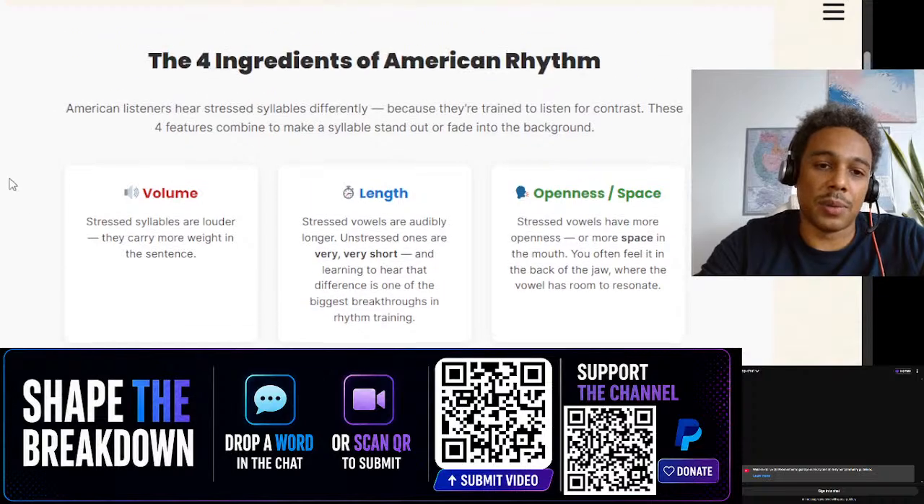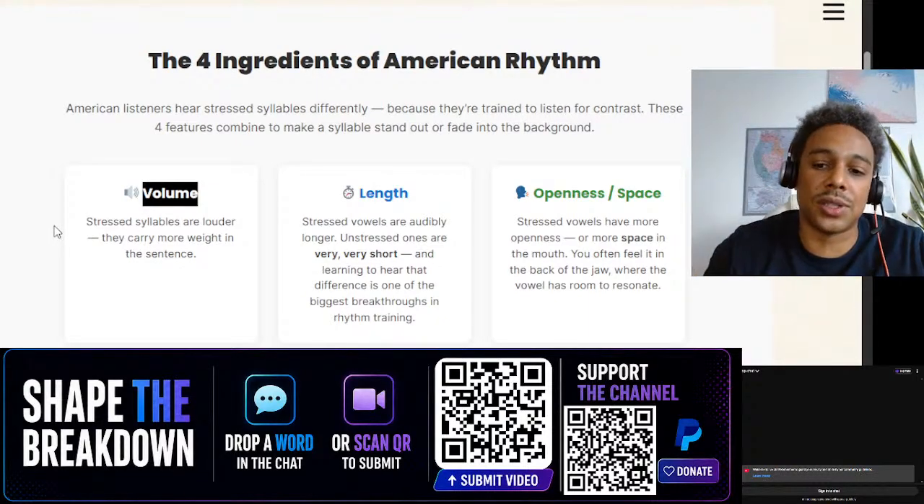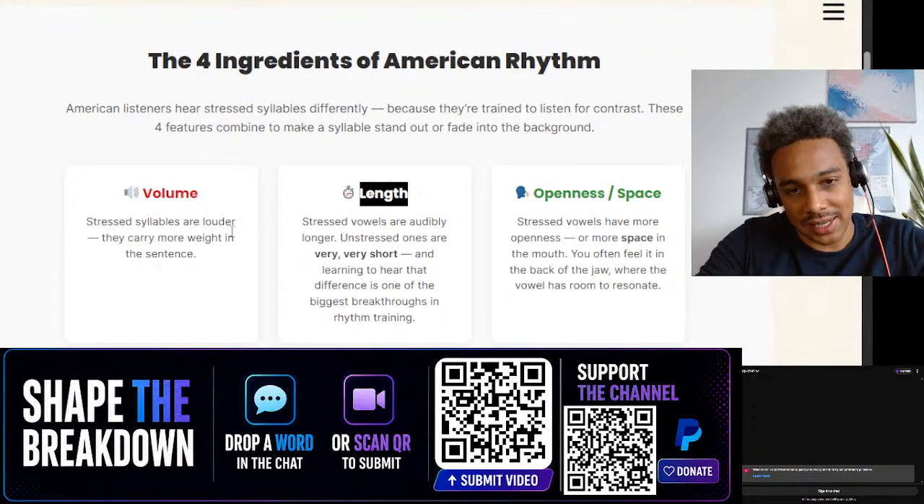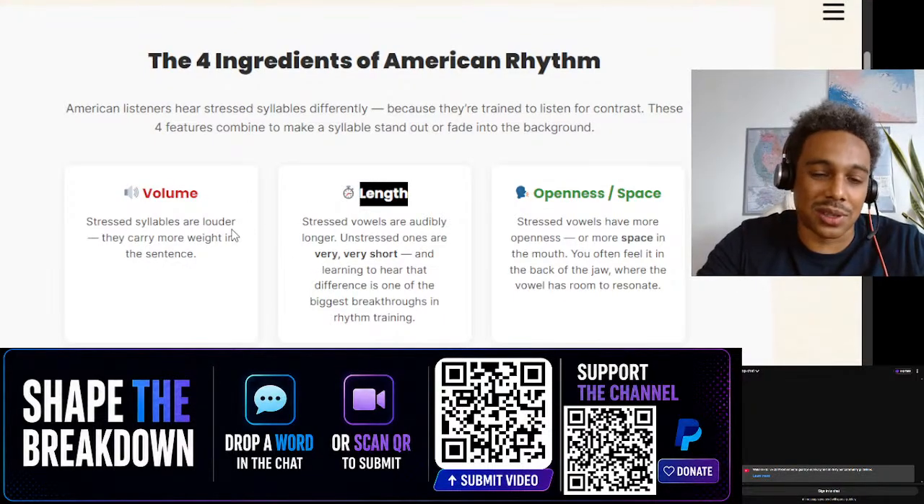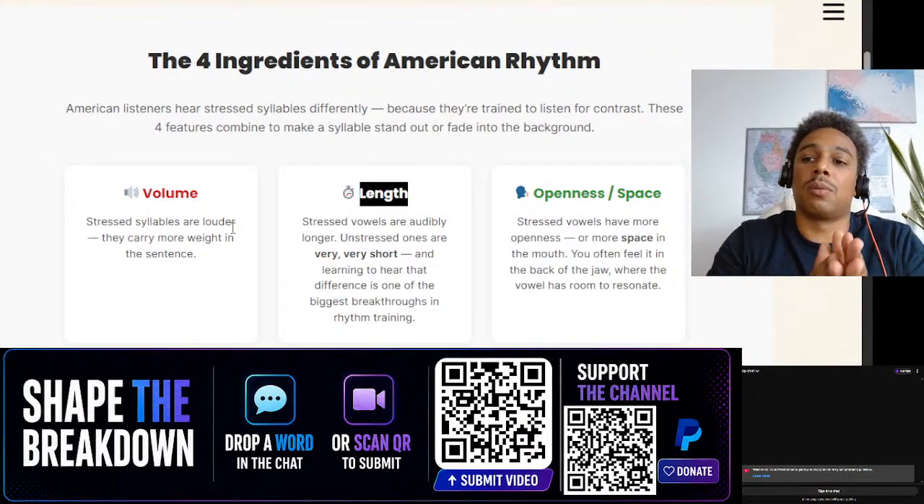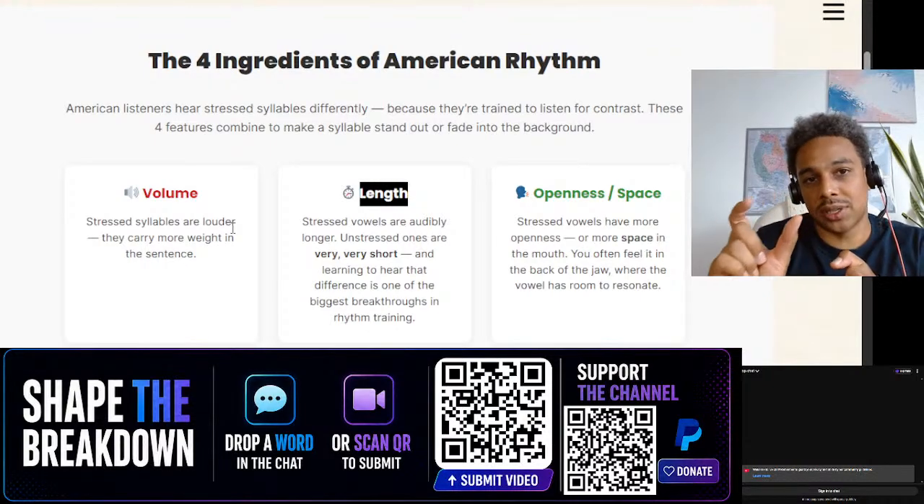When we're talking about stressed and unstressed, volume is probably the most obvious one. Everybody knows that a stressed syllable has more volume than an unstressed syllable. Length, I think, is fairly easy for most students to grasp, even though it might not be natural. It's also one of the things that's a little bit easier to hear. What we're essentially doing is making our unstressed syllables so short that it's so obvious when we make the stressed syllables a little bit longer.